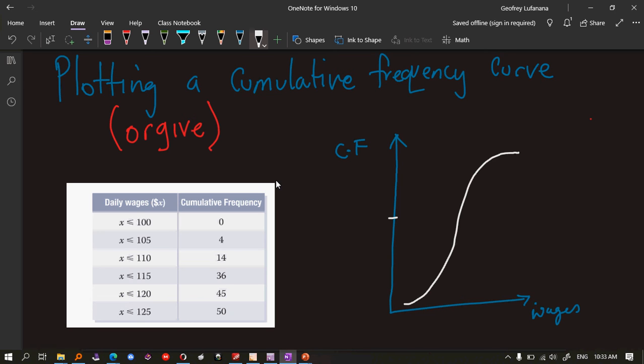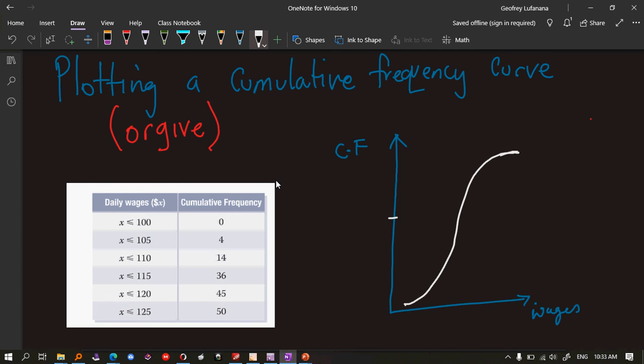Some few points to note: our cumulative frequency curve is drawn freehand in pencil, why pencil, so that you are able to erase and correct. There are no edges or corners, but it is drawn freehand, going through all the points. And most times it's an S curve.